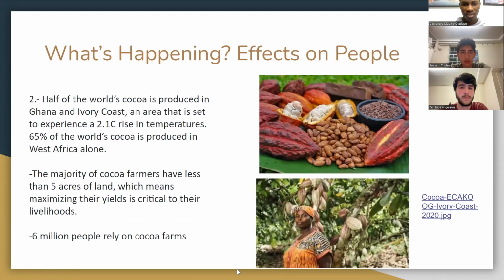So what's happening to the farmers and the people who are actually part of this industry? Half the world's cocoa is produced in Ghana and the Ivory Coast, an area that is set to experience a 2.1 degrees Celsius rise in temperatures, and 65% of the world's cocoa is produced in West Africa alone, in countries like the Ivory Coast, but also Nigeria and others. The majority of cocoa farmers have less than 5 acres of land, which means that maximizing these yields is critical to their livelihood. They really rely on cocoa because it's basically their livelihood, and 6 million people rely on these cocoa farms in total.